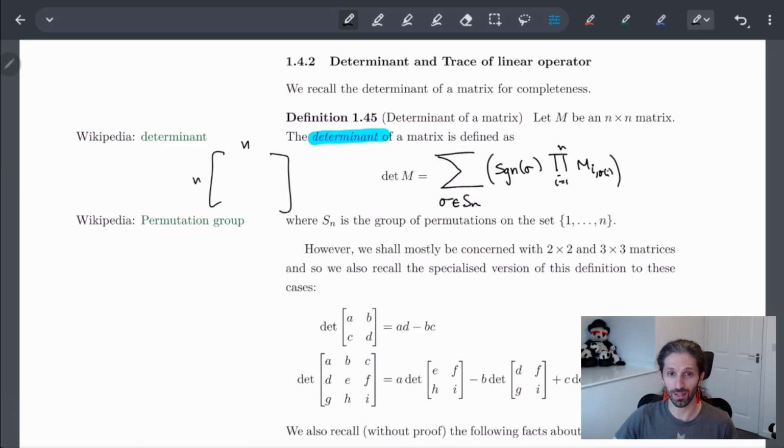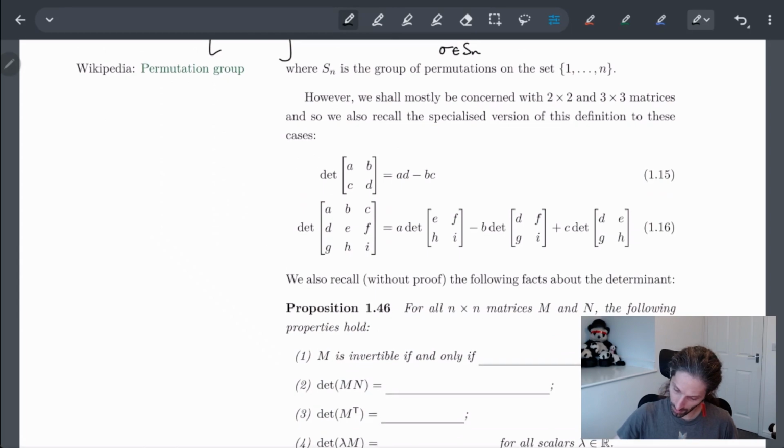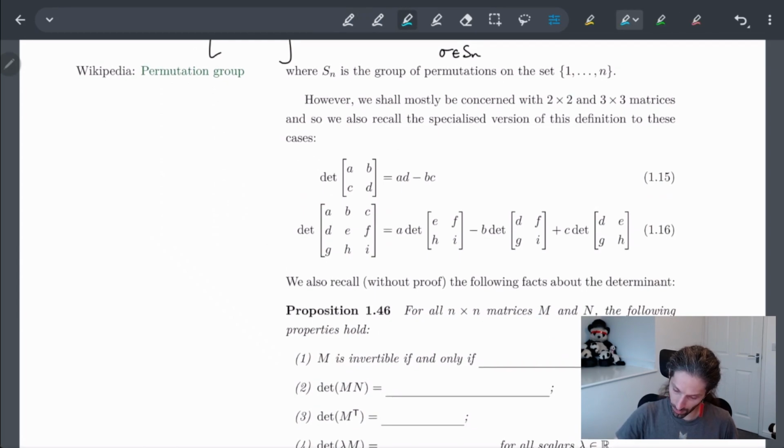Seems big and complicated, but for our purposes, there's two main determinants we really care about that we'll be using frequently. The first one is the 2x2 case, and the second one is the 3x3 case. In essence, for the 2x2 case, we have a little x: AD minus BC.